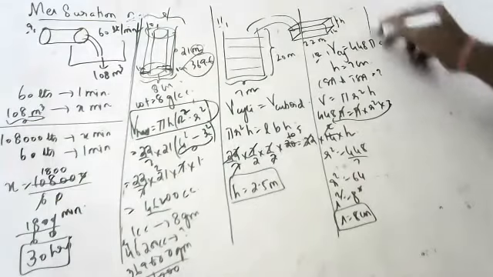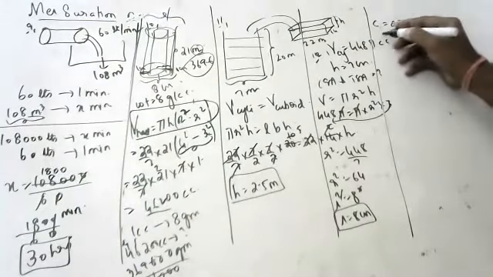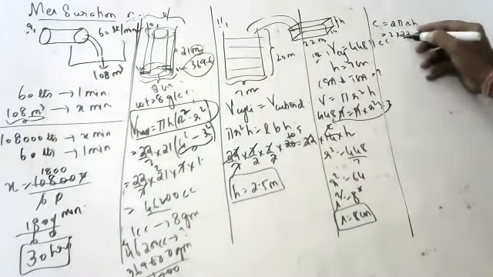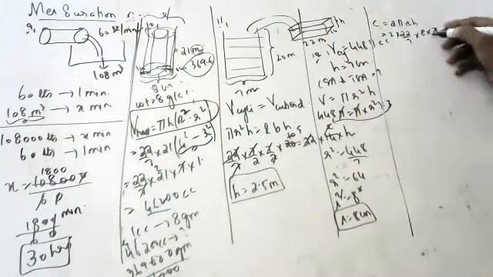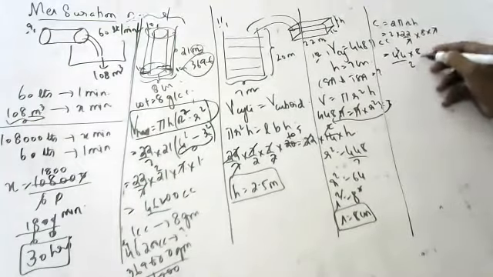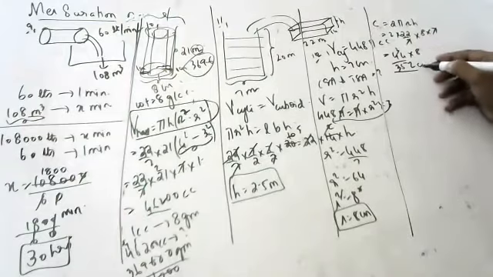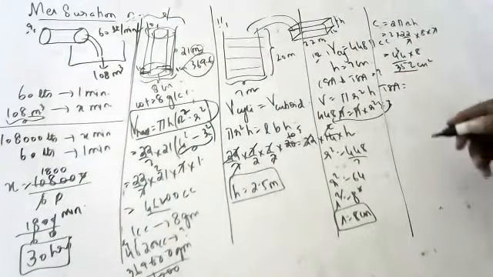Now, what is the CSA of cylinder? CSA of cylinder is equal to 2 pi r h. CSA is equal to 2 into 22 by 7 into 8 into 7, 44 into 8, 352 centimeter square.